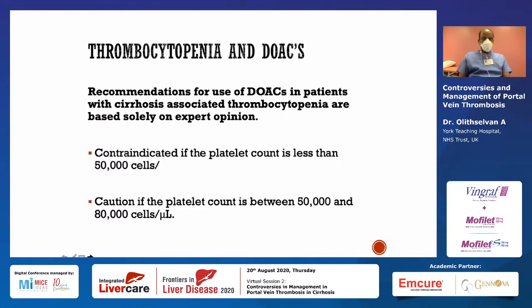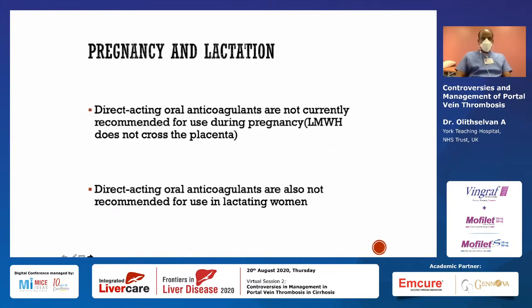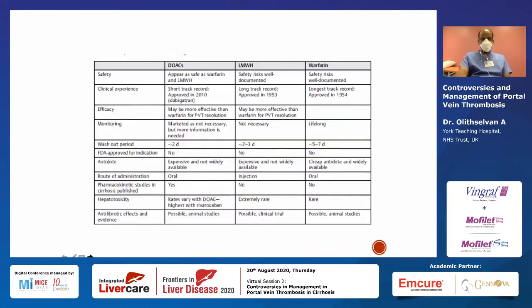Again, this is not through literature, but expert opinion says that if the platelet count is less than 50, be cautious, and between 50 and 80, you can still give, but you have to watch out for bleeding. If it's around the 1 lakh mark, then it's generally safer. With pregnancy and lactation, these newer drugs can't be used. With pregnancy, it's probably never going to be used because you have a safer option of low molecular weight heparin, which does not cross the placenta.